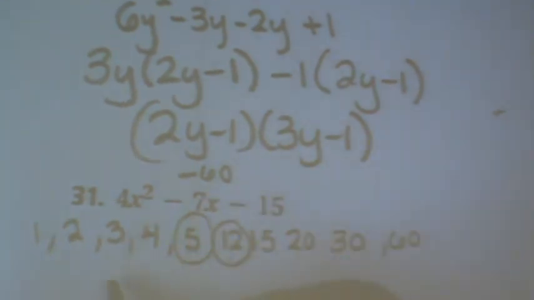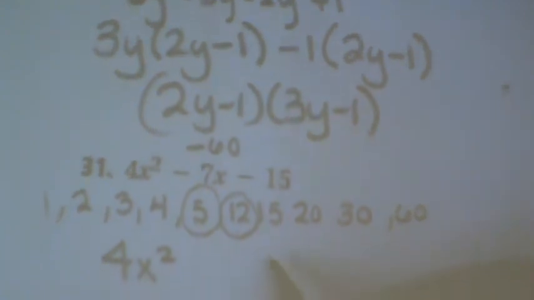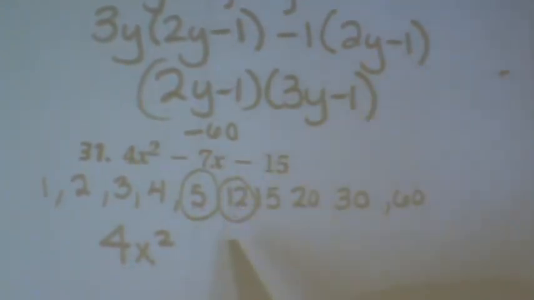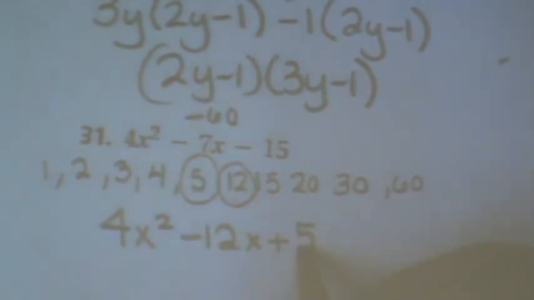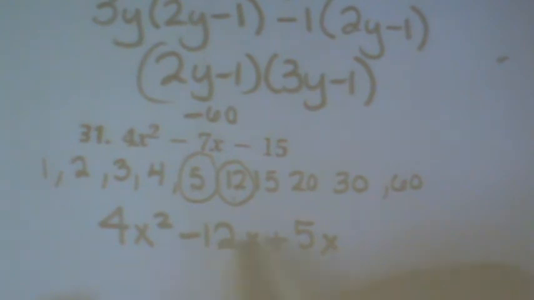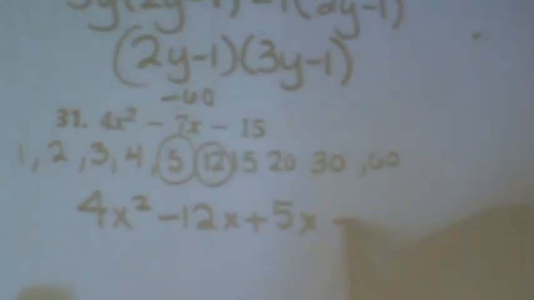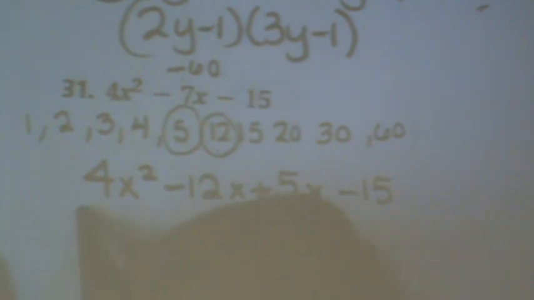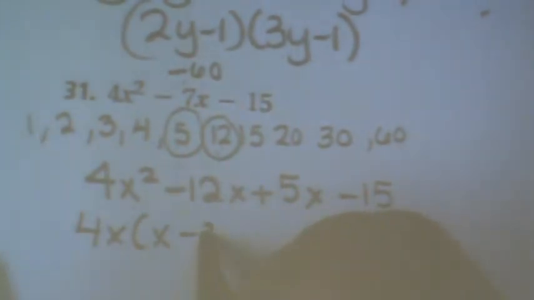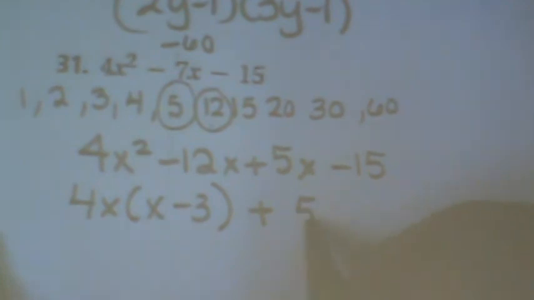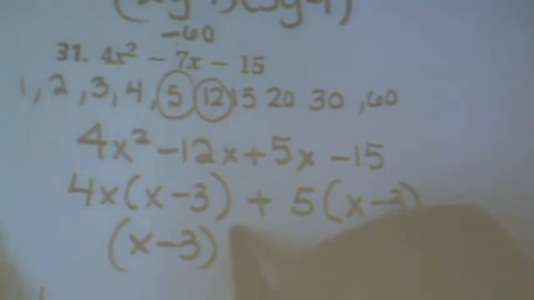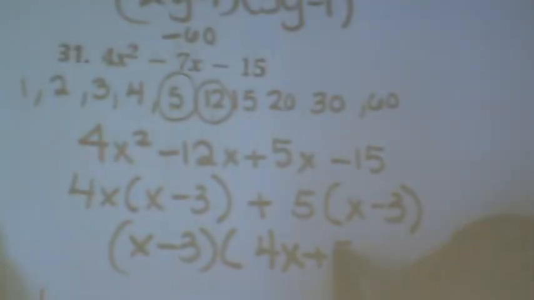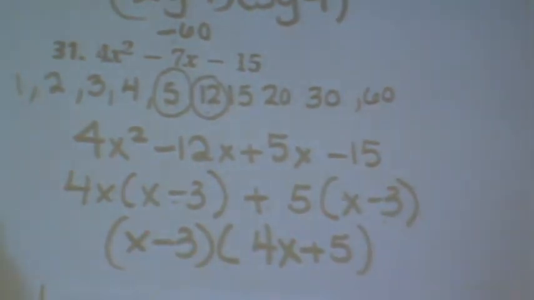So we're going to write 4x squared. One of these has to be negative and one has to be positive. Well, the negative one is going to be the negative 12. Negative 12x and 5x is going to give you your negative 7x, and then they multiply to give you negative 60. So that worked. So take out a 4x here, and you're left with x minus 3. And here take out a 5, and you're left with x minus 3. And so your final answer is x minus 3 times 4x plus 5. These are taken out right here, and then you're left with 4x plus 5. And we are done.